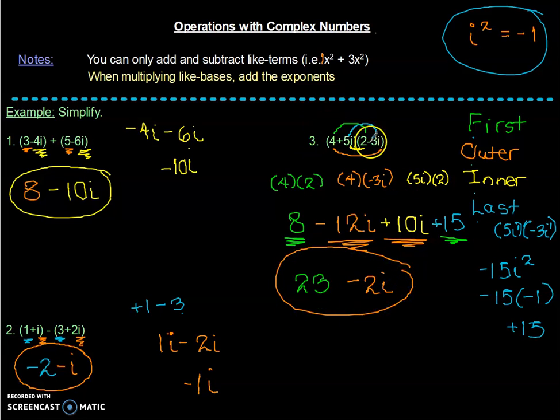So just remember, when you're foiling or multiplying complex numbers, when you multiply i times i, that's where we have to remember i squared equals negative 1.